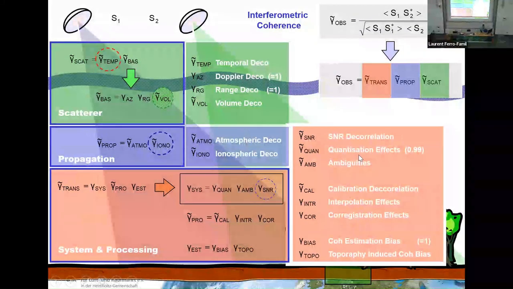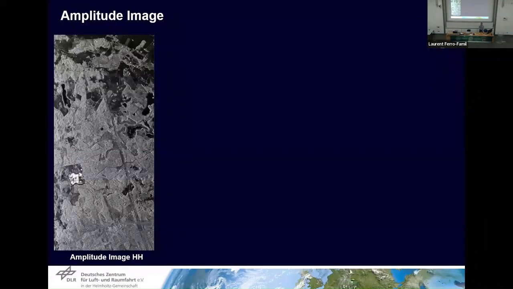And you have to take care of all of this. As I said, many of them are taken care of just by having good processing. And then in the end, you can still leave. So you just need to take into account signal to noise ratio and temporal decorrelation. And about the temporal decorrelation, just to show you which is the effect.